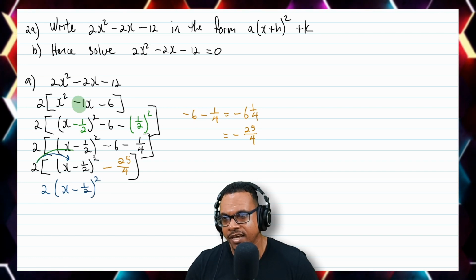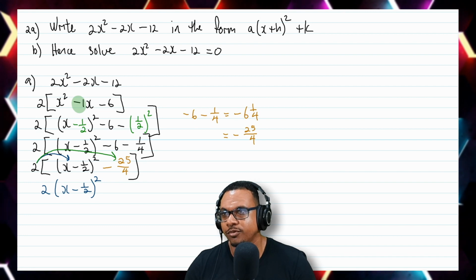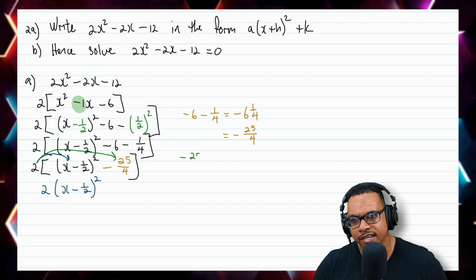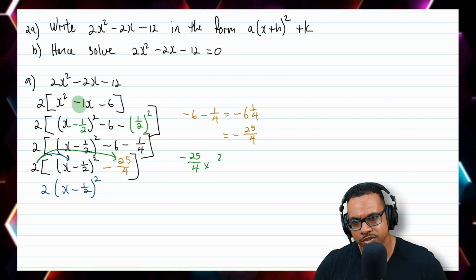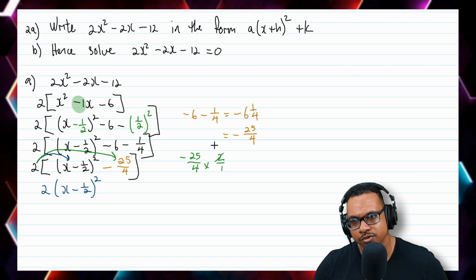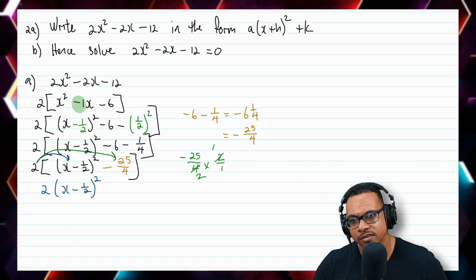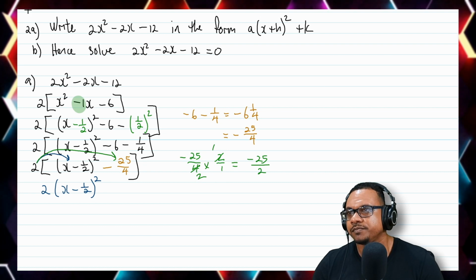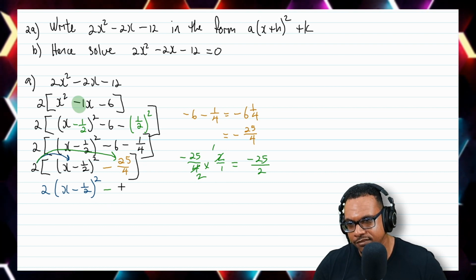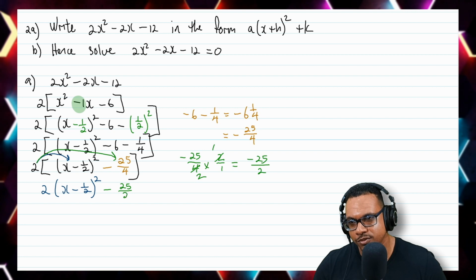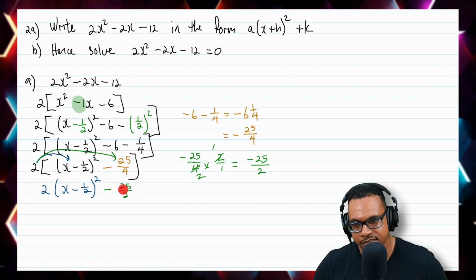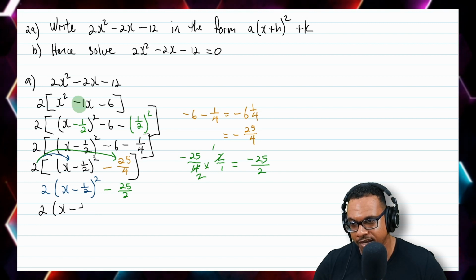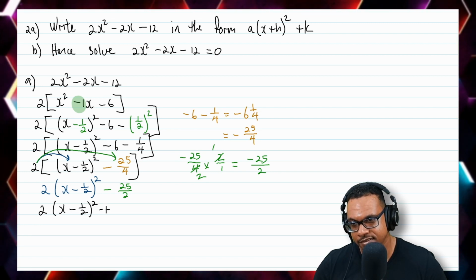And now when I multiply the 2 by -25 over 4, what I'll get is -25 over 4 multiplied by 2, which is 2 over 1. So 2 into 2, 1, 2 into 4, 2. So that's going to give you -25 over 2. So here I'm going to get -25 over 2. Now let's convert this to a mixed number. So we're going to have 2 open brackets, x take away 1/2, close brackets squared, take away.